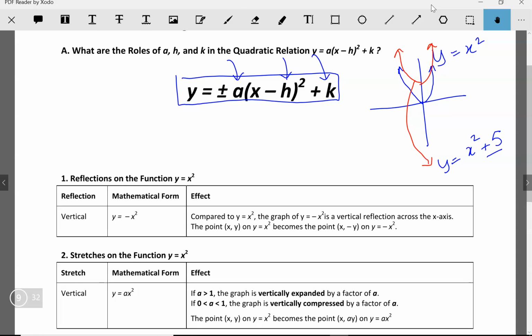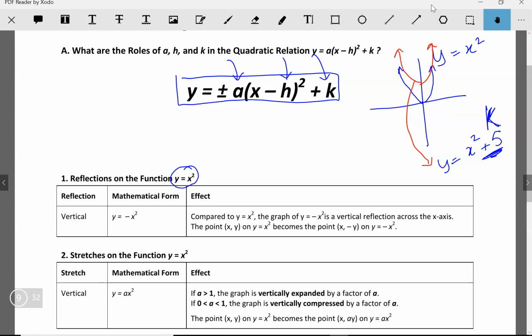So this is the k value, right? And the k value means that I'm moving it up 5 units. We're going to see what each of these letters means in terms of what happens to the graph. The first thing that happens is a reflection on the function y equals x squared. So the form looks like y equals negative x squared.